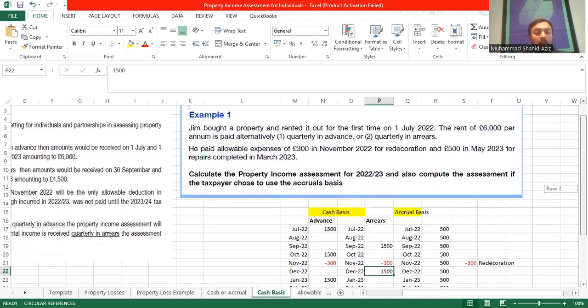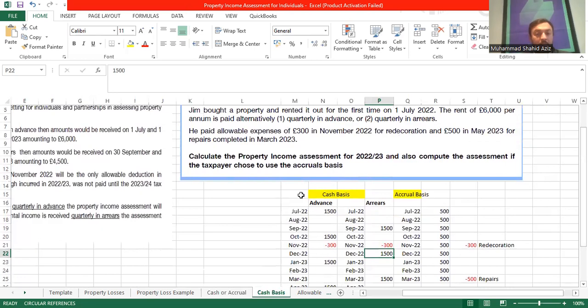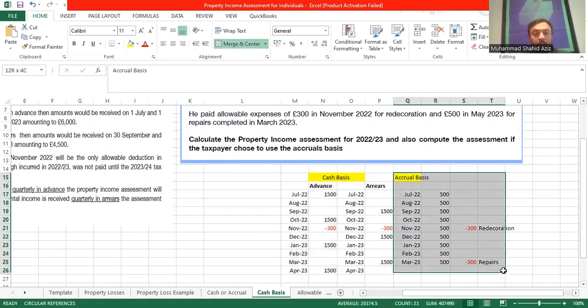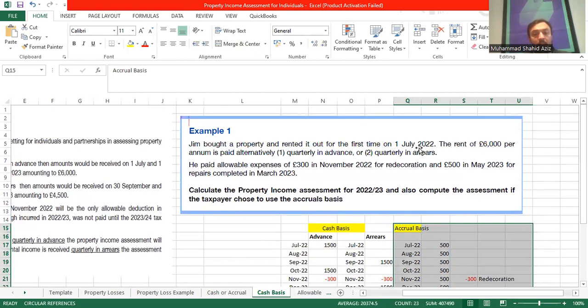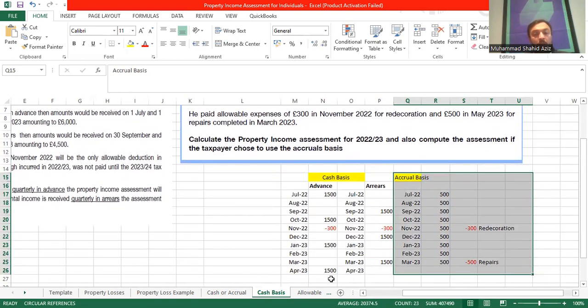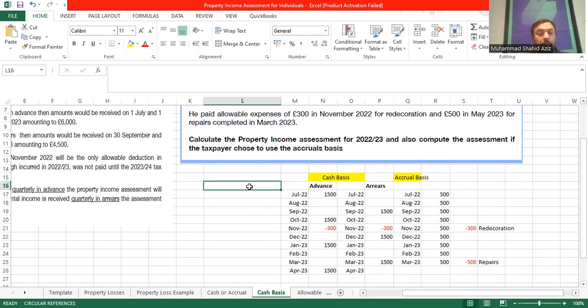Here, I have already done this one to save our time. This is the cash basis, and the highlighted one is the accrual basis. So let's start now. The tax year starts on 6th April and ends on 5th April. So July 2022 to 5th April 2023.